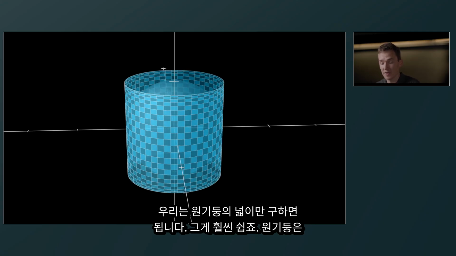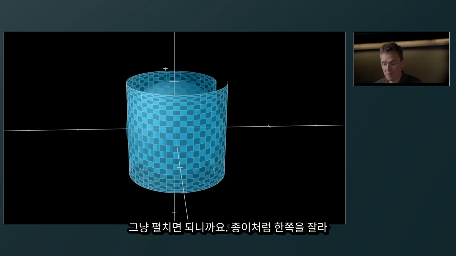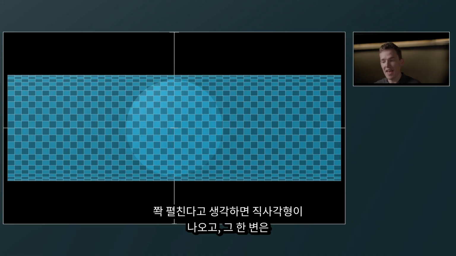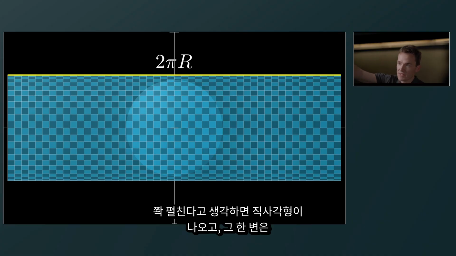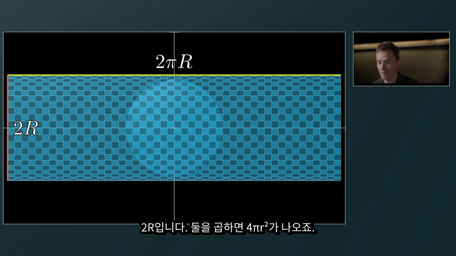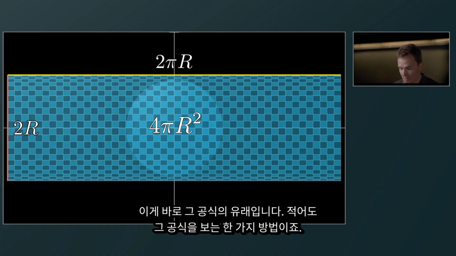Because with a cylinder, you can just unwrap it. You can basically imagine slicing it like a piece of paper, unwrapping it, and you get a rectangle where one edge of that rectangle came from the circumference of that sphere, which would be 2 pi R. And then the other edge just came from the height on that z-axis, the 2 times R. When you multiply those together, you get yourself that 4 pi R squared. So that's where that formula comes from, or at least one way of seeing where that formula comes from.